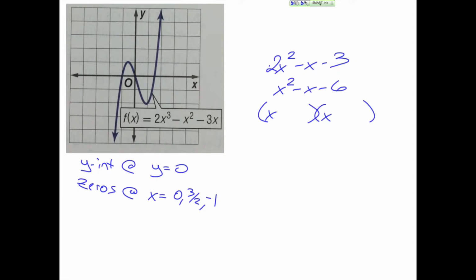Yes, but not the same language. All right. I like my language. Factors of 6 subtracted to get 1. So what are factors of 6 I can subtract to get 1? 3 and 2. So the first thing I want you to do is get the numbers.